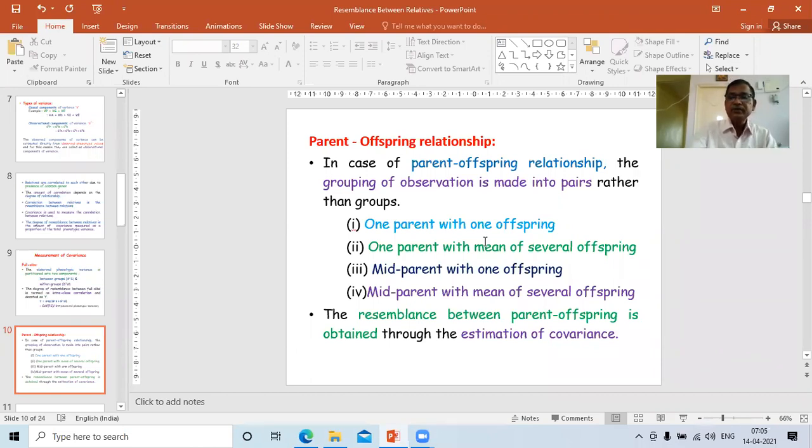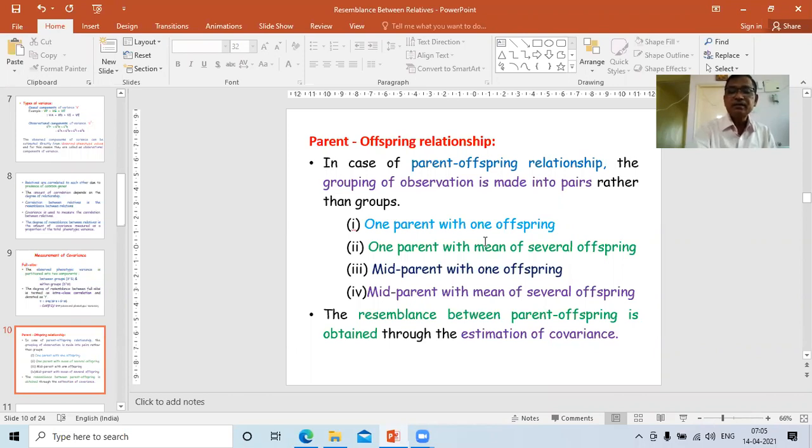Because in case of animal, when you will be posted in a particular livestock farm, when you will find the record of the milk production, then we will find that in a particular farm such and such sires were used for the production of the progeny, and they have the records of such type of relationship, one parent one offspring, and one parent and mean of several offspring. Suppose एक parent के several number of daughters are there, that means the relationship should be one parent and mean of all these daughters.